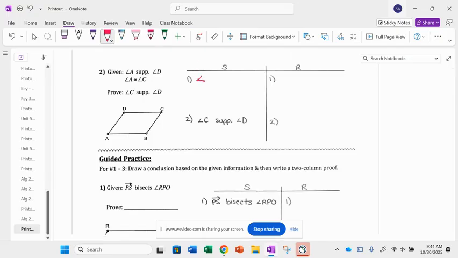All right. So first statement is always our given. So I'm going to say angle A is a supplement to angle D, and angle A is congruent to angle C. Given. And so now the last statement is always what we want to prove. We want to prove that C is a supplement to D. Well, let's go back. So A and D add up to 180. That's what it means to be supplements.